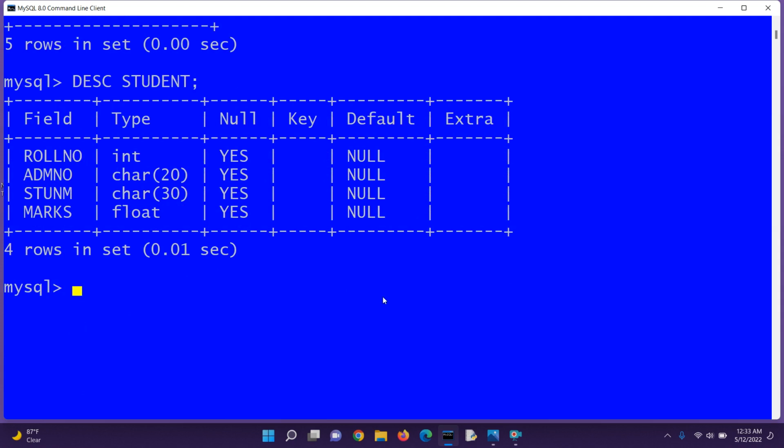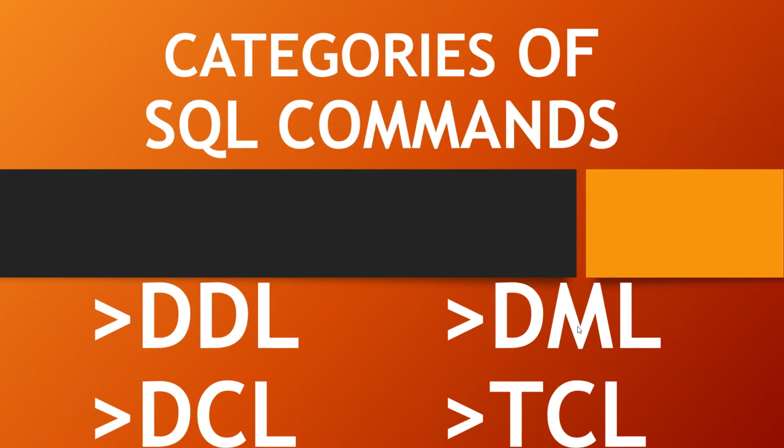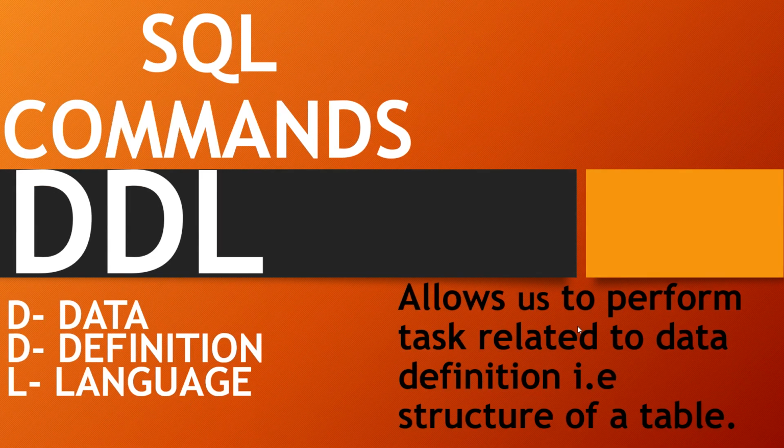So these commands are categorized under various categories. And what are those categories? Those categories are DDL, DML, DCL, TCL. In this video, we'll be discussing all these in detail. So first and foremost is DDL, which stands for Data Definition Language. It allows us to perform tasks related to data definition, that is, the structure of a table.